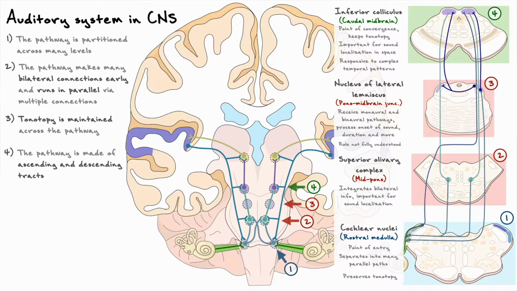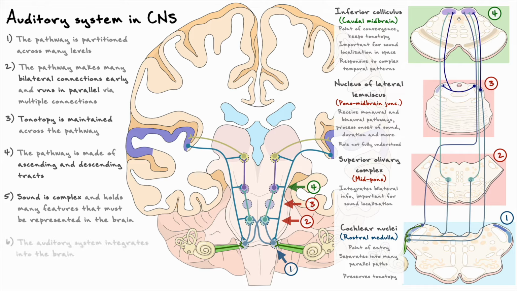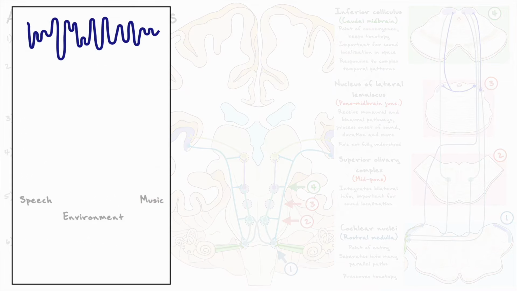The fifth and sixth important points, which kind of go hand in hand together, are that sound is complex and holds many features that must be represented in the brain, as well as the fact that the auditory system integrates with the rest of the brain. Although these two points seem pretty obvious, they have some very important considerations. For example, if we take the fifth point first, sound in our daily lives can be speech, it can be noise from the environment, but it can also be music and much more.